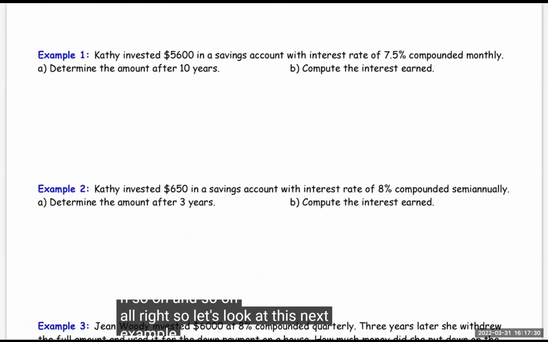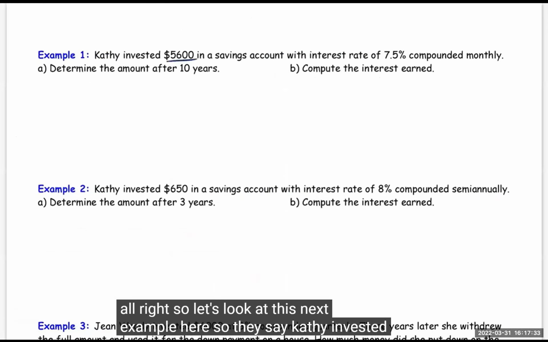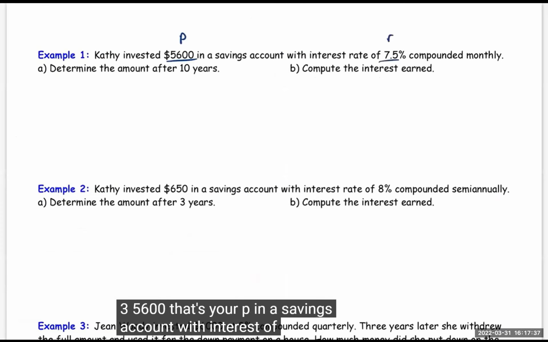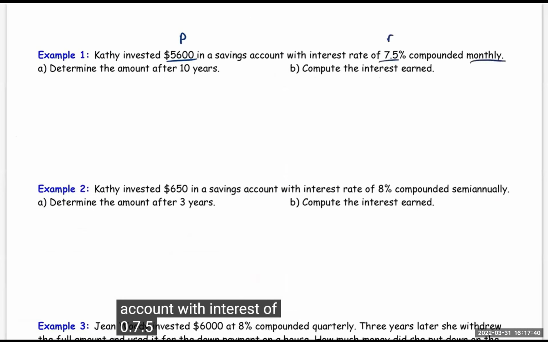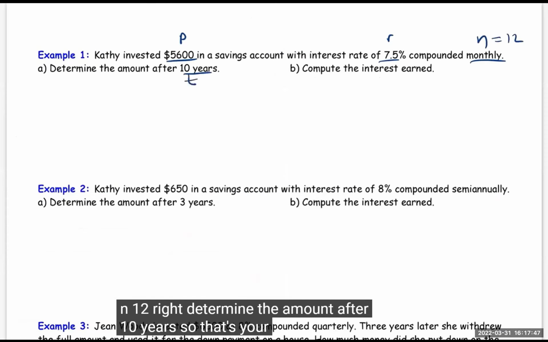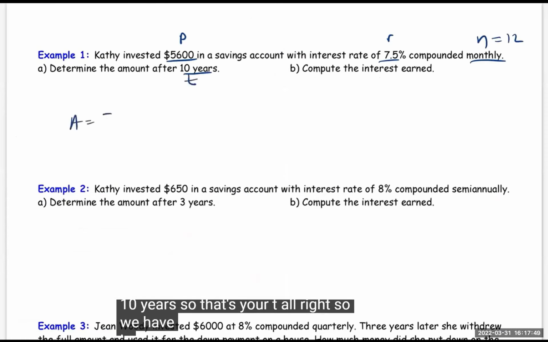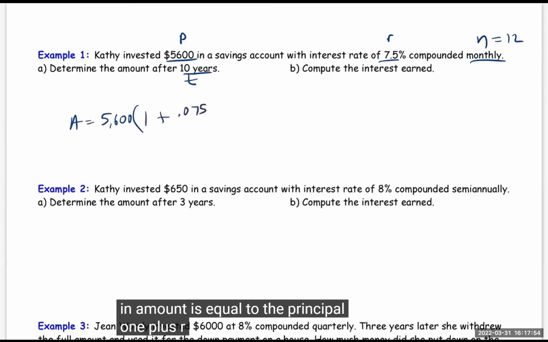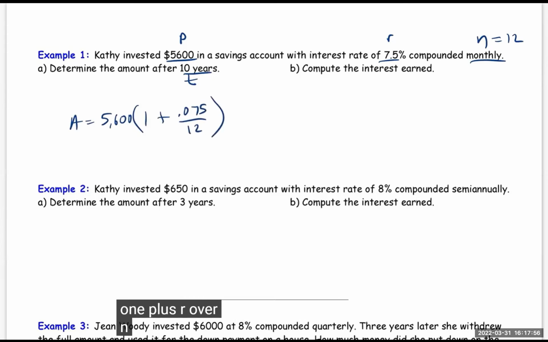All right, so let's look at this next example here. They say Kathy invested $5,600, that's your P, in a savings account with interest of 7.5% monthly, that's your N, 12, right? Determine the amount after 10 years, so that's your T. All right, so we have amount is equal to the principal, 1 plus R over N to the N times T. All right, 12 times T, N times T.